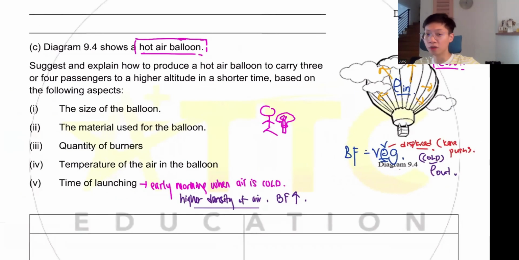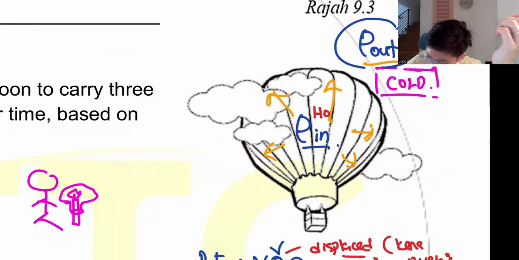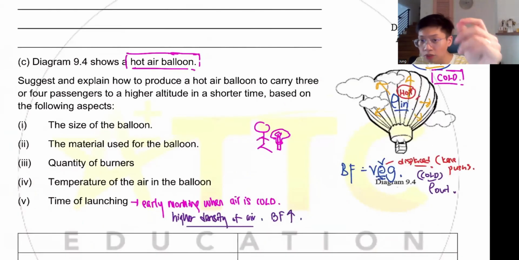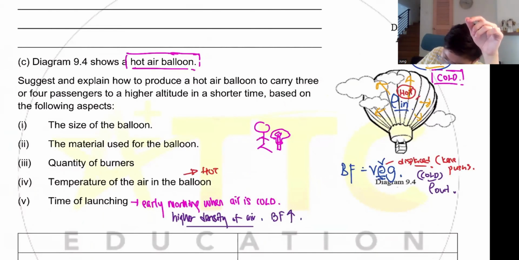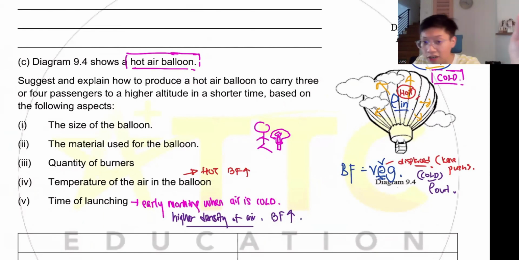Okay, then let me ask you a question. What is the purpose? Why must the inside have hot air? Will the hot air inside affect the buoyant force? Can I say the temperature of air in the balloon must be hot so that the buoyant force increases? Can or not? So why do we want our balloon inside to have hot air? Why?